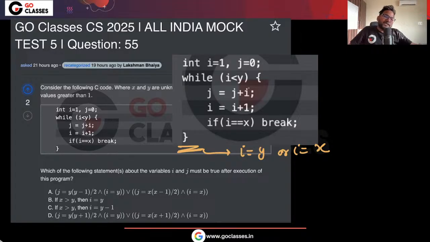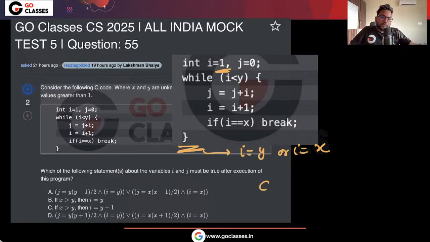See, if i is y, you are starting from 1, right? Then let's suppose y is 3. Then it will run for i equal to 1, then i will become 2, then for 2, and then it will basically run only 2 times. The moment i is 3, it will come out of the loop. So if y is 3, then it will run 2 times.